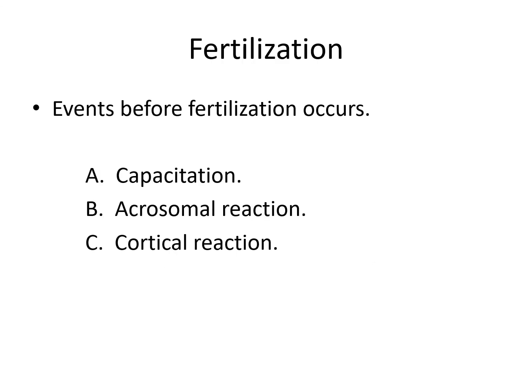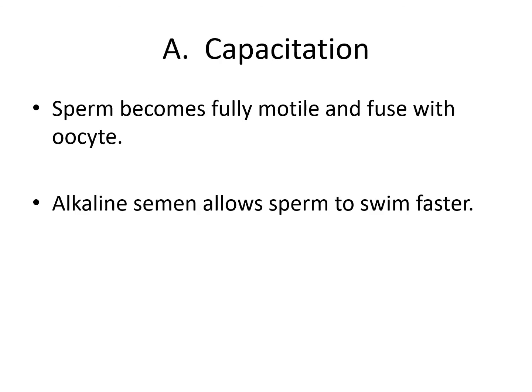Now, for fertilization to occur, 3 different events have to occur to successfully be fertilized. These are capacitation, the acrosomal reaction, and the cortical reaction. All three of these need to be completed. So let's start with capacitation first. Here, the sperm becomes fully motile and fuses with the oocyte. Up to this point, the sperm generally did not really swim too much. It's conserving its energy until it gets close to the oocyte.